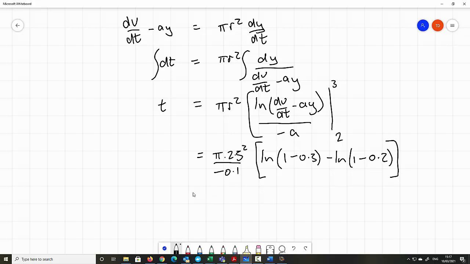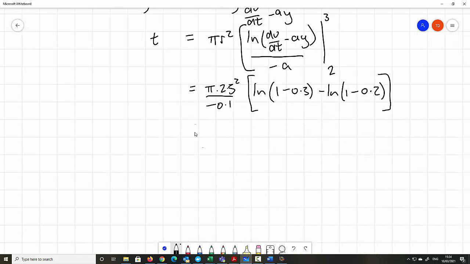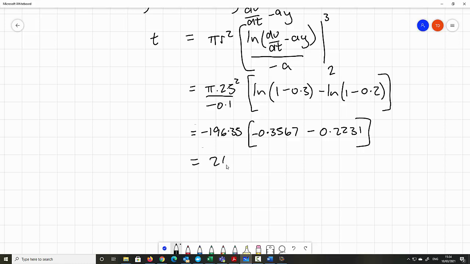So putting numbers into this, we're going to get minus 196.35 outside of a bracket containing minus 0.3567 minus 0.2231, which, when we multiply that out, is equal to 26.21 seconds.